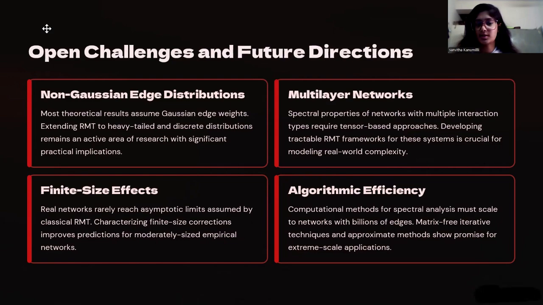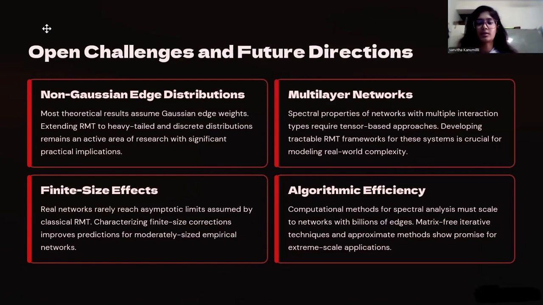And coming to finite size effects, real networks rarely reach the asymptotic limits assumed by classical random matrix theory, which means RMT. Characterizing finite size corrections improves prediction for moderately sized empirical networks. The third one is multi-layer networks. Spectral properties of networks with multiple interaction types require tensor-based approaches. Developing a tractable RMT framework for these systems is crucial for modeling real-world complexity.